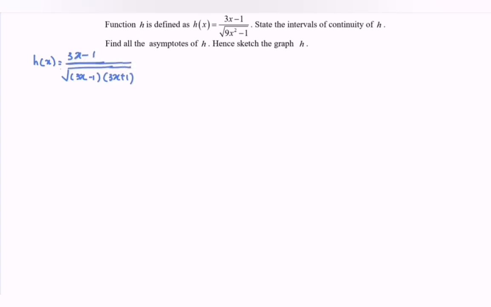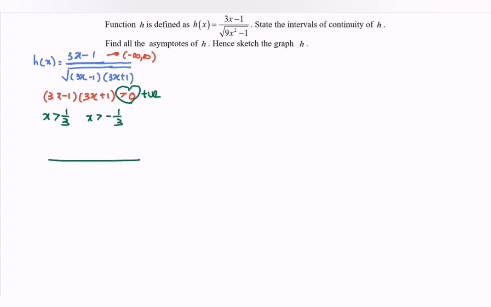Next is to find the domain. As we all know, for the numerator part, the domain will be all real numbers. So we have to focus on the denominator. We have the square root, then we have (3x minus 1)(3x plus 1) greater than 0, because for the denominator, we cannot equate to 0. Next, we have the simplest form. So here we have the positive sign. So x greater than 1 over 3, x greater than negative 1 over 3.